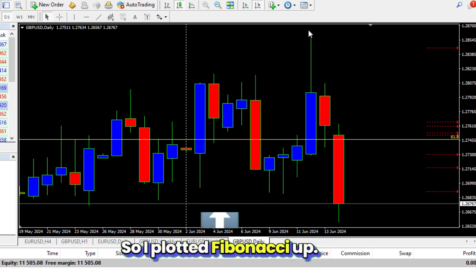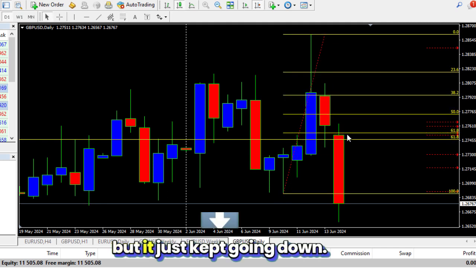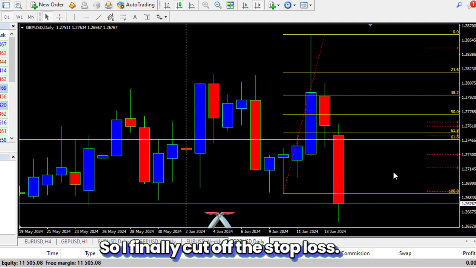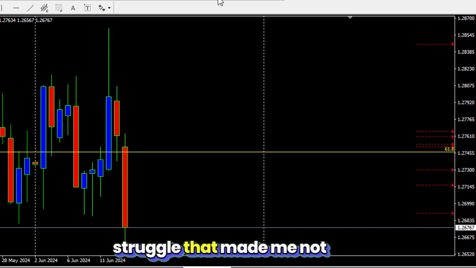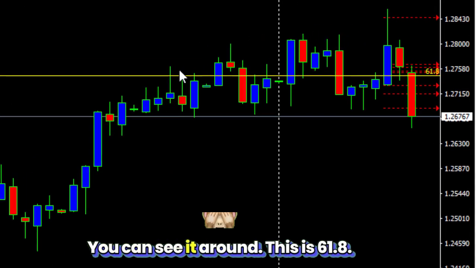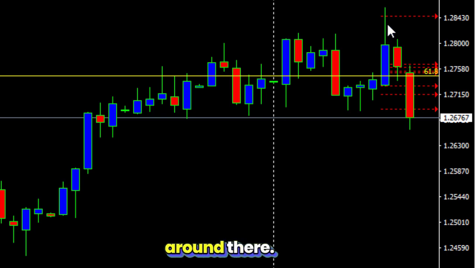So I plotted Fibonacci up. I actually did like this, you know, but it just kept going down. So I finally cut off the stop loss. So it was struggling. Now, if I zoom out, you'll see the struggle that made me not to take some more. You can see it around the 61.8, just going up, down, around there.